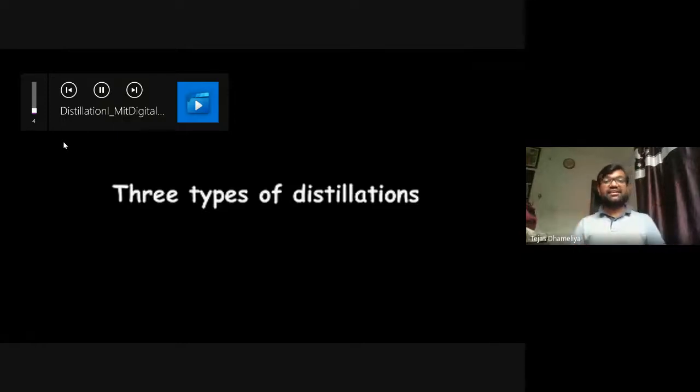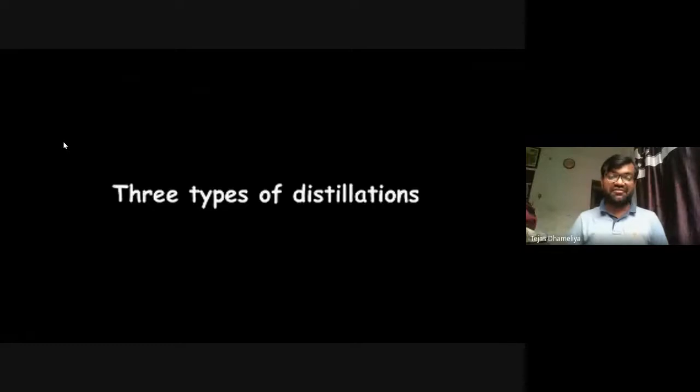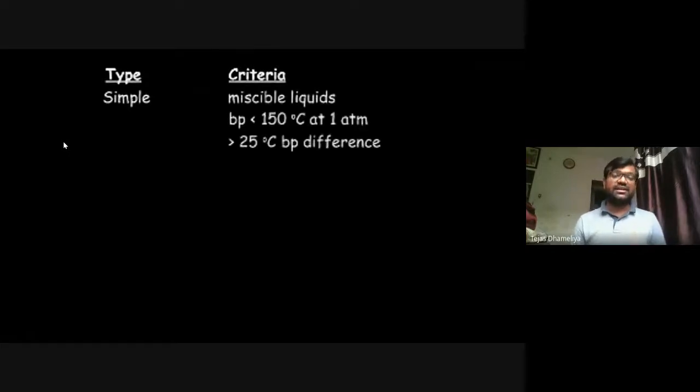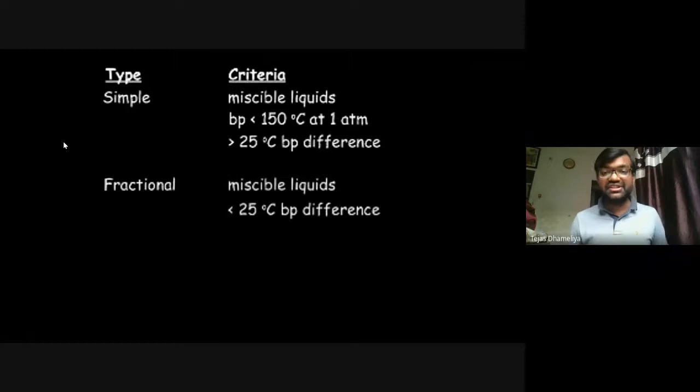Okay, there are generally three types of distillations available, depending upon the type and criteria. Okay, so some basics of theory. These people are also demonstrating simple distillation, which is for miscible liquids having a boiling point less than 150 degrees Celsius, or greater than 25 degrees Celsius. That is called simple distillation. As I have introduced, fractional distillation is where the boiling point of the miscible liquids is less than 25 degrees Celsius, room temperature.